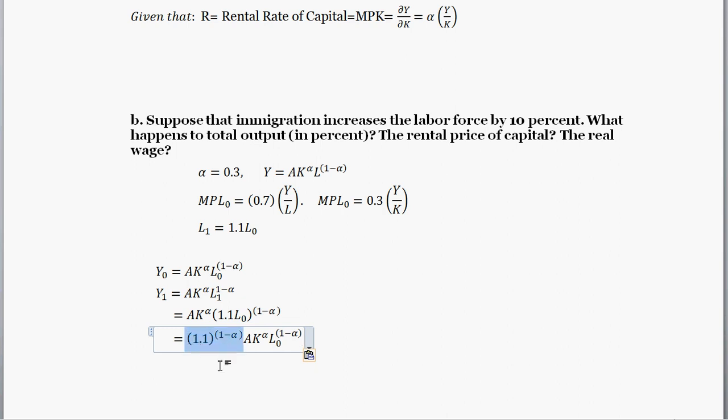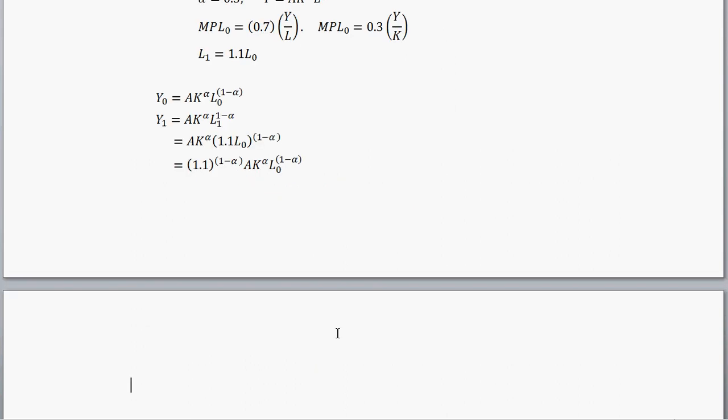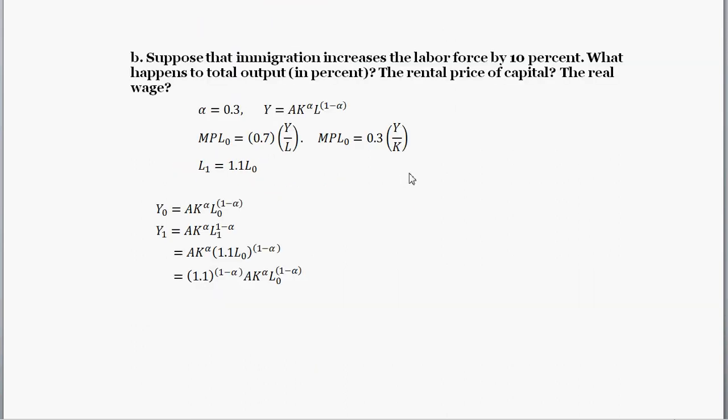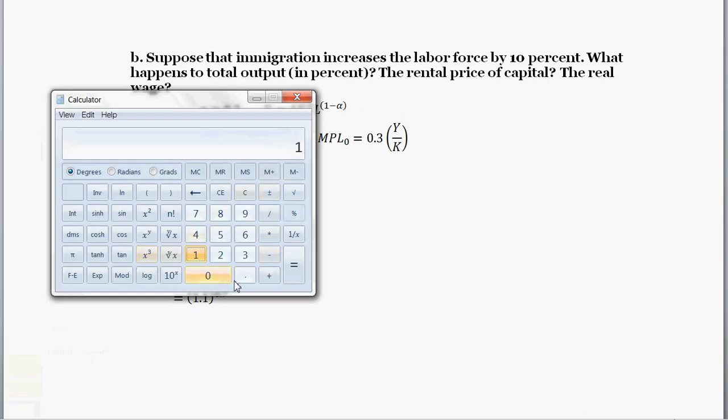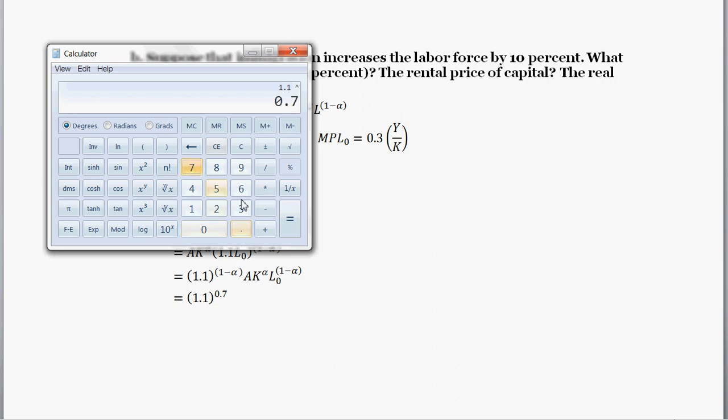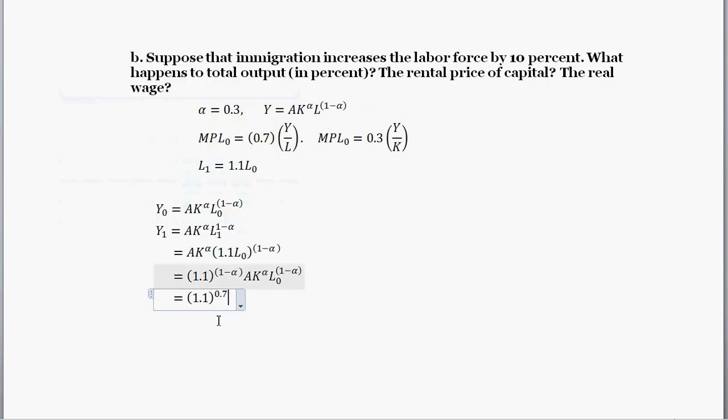So what is 1.1 raised to the 1 minus alpha? Remember, 1 minus alpha is equal to 0.7. 1.1 raised to the 0.7 is equal to 1.069.